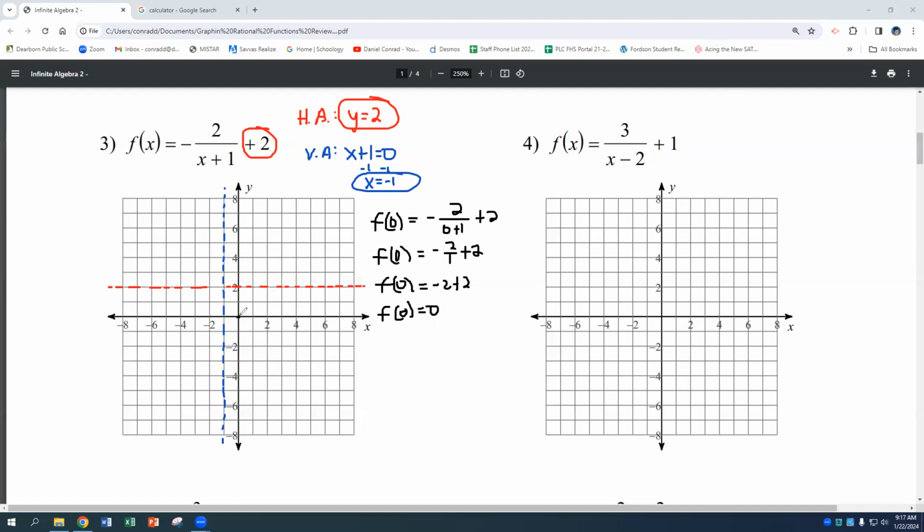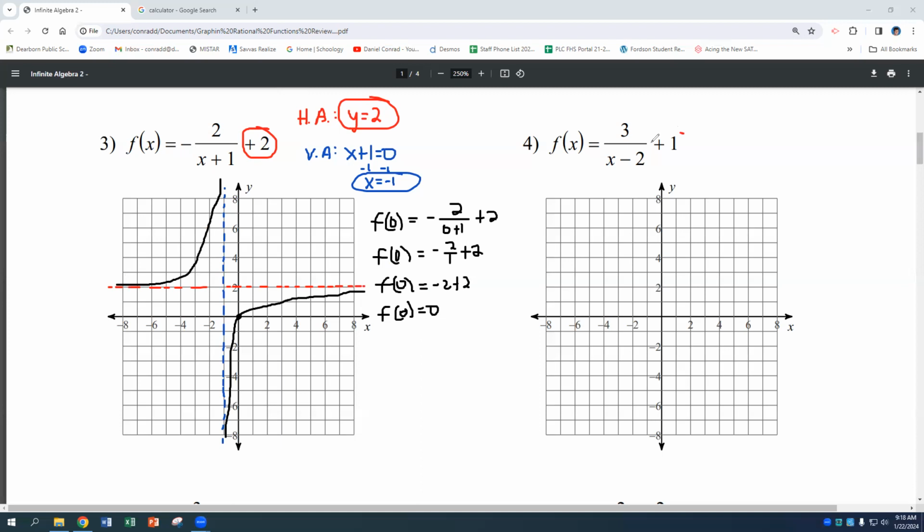So I have the point 0, 0, which means it's going to be the bottom right and the upper left, just like that.